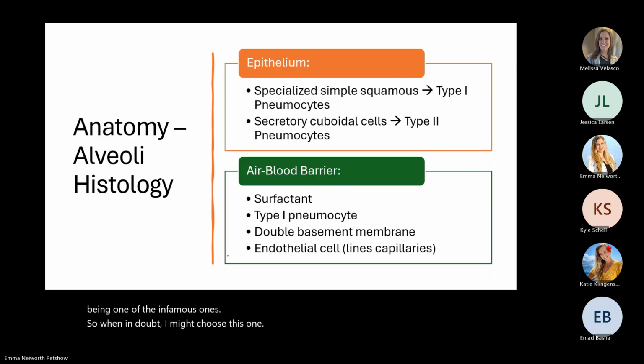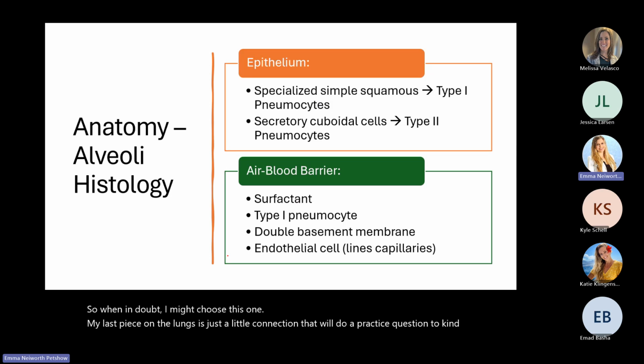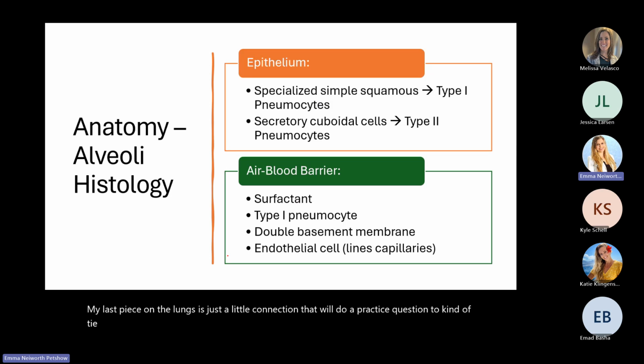Okay. My last piece on the lungs is just a little connection, and we'll do a practice question to tie it together. It's on our alveoli and histology. We've talked about ciliary clearance and things like that. So gas exchange occurs across our air-blood barrier. It has to be really thin for this to happen.